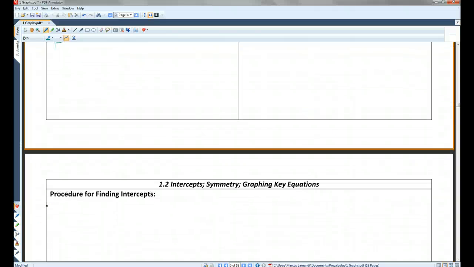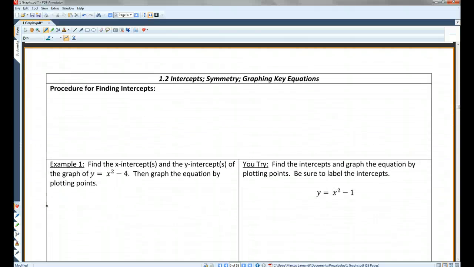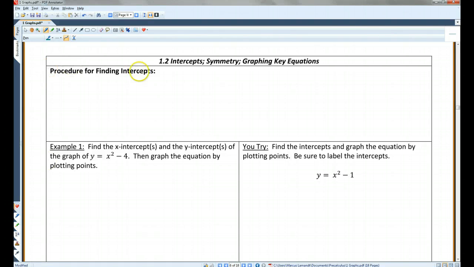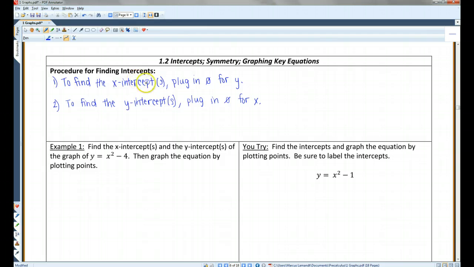All right. 1.2, intercept symmetry, graphing key equations. All right, procedure for finding intercepts. Most of you guys already know this. To find the x-intercepts, plug in 0 for y, and then you just solve for x. To find the y-intercepts, plug in 0 for x, and then you just solve for y.